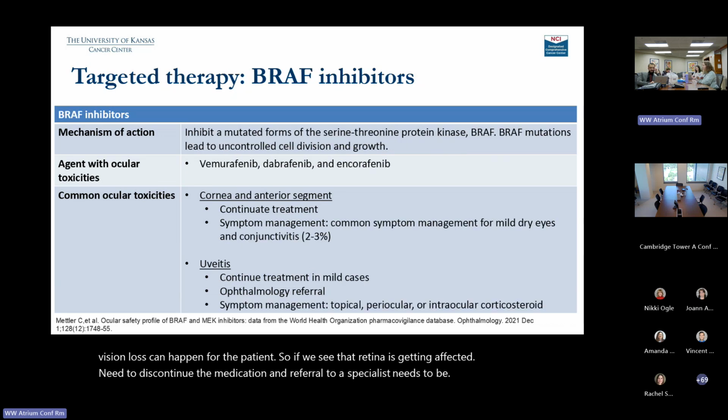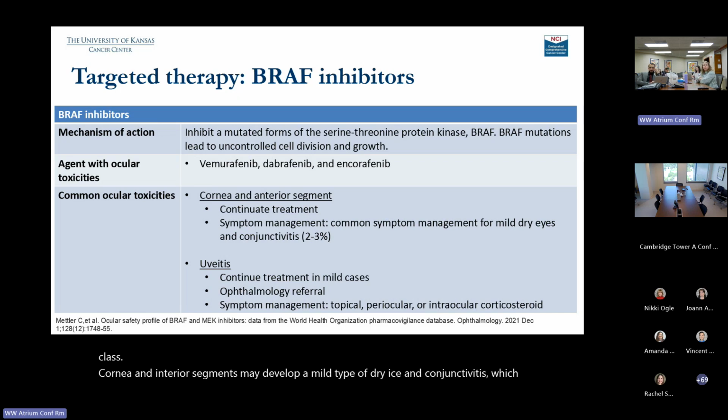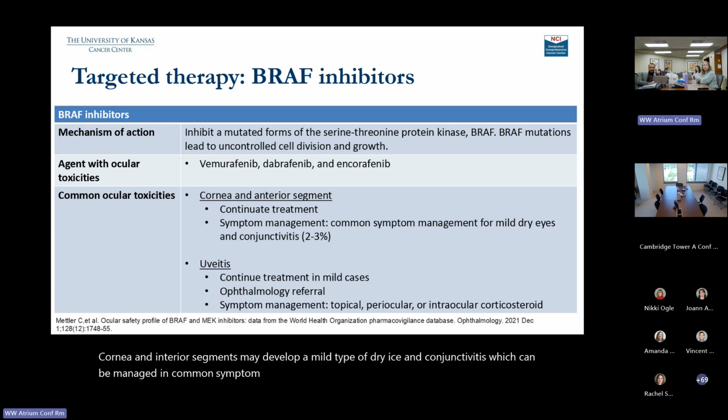BRAF inhibitors are the next class. They inhibit uncontrolled tumor cell division, and agents like encorafenib are in this class. The cornea and anterior segments may develop a mild type of dry eyes and conjunctivitis, which can be managed with common symptom management, and in most cases, we can continue the medication.